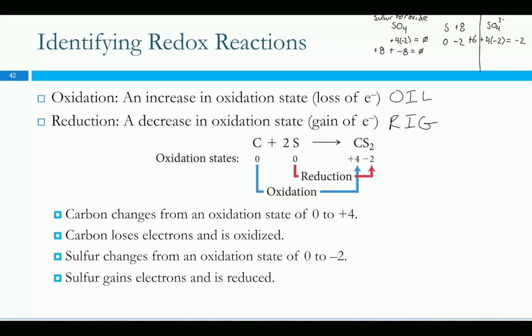So we've got a transfer of electrons. Carbon loses 4 electrons. Sulfur, I guess the two sulfurs gain 4 electrons. So carbon goes from 0 to +4, loses electrons. So it loses electrons and is oxidized. Sulfur gains electrons and is reduced.